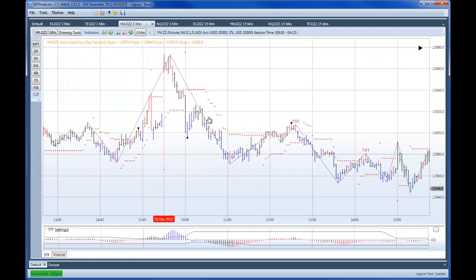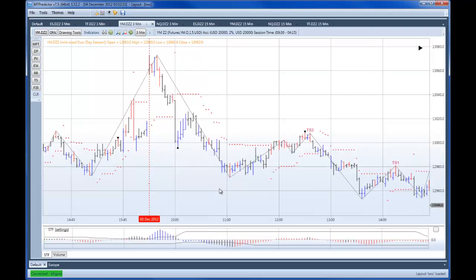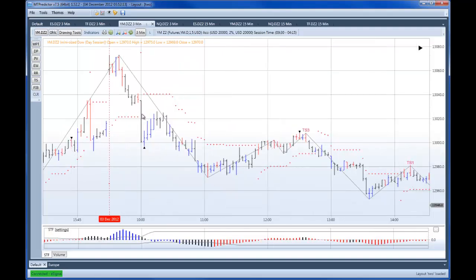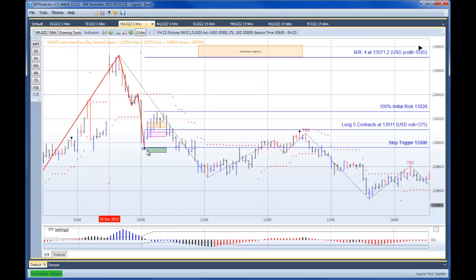If I go back earlier in the day, you can see we opened here with a gap up and the market declined quite nicely. So the first setup we were looking at yesterday was this setup here I'm circling. If I put the analysis on, you can see it was a TS1 buy, STF was blue, perfectly valid trade setup. The market just about clipped the 100% initial risk level.